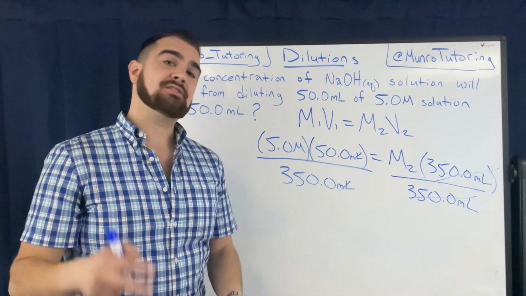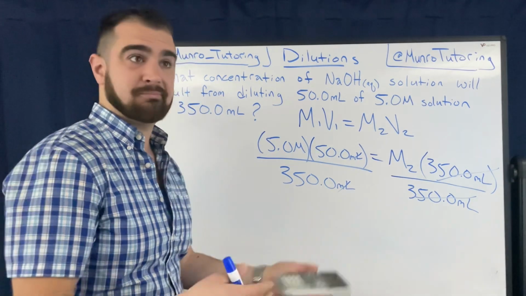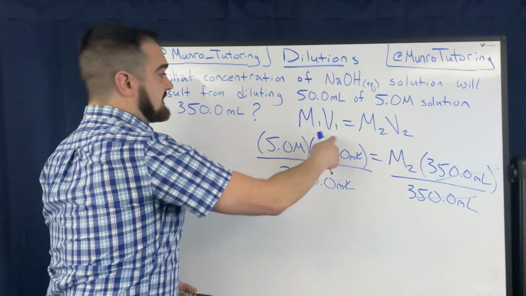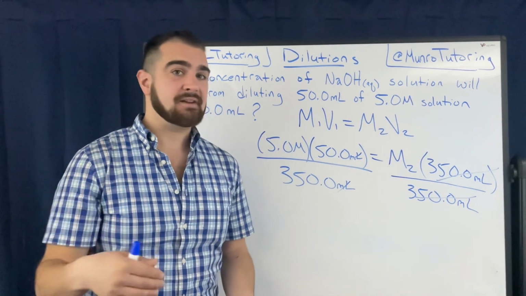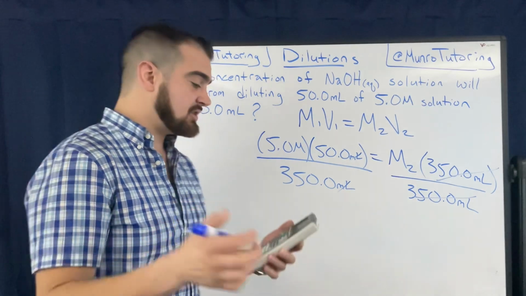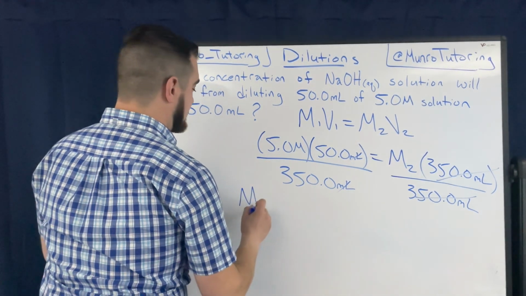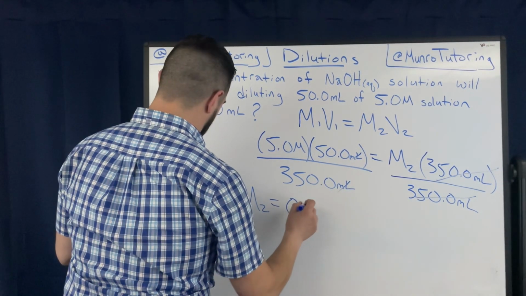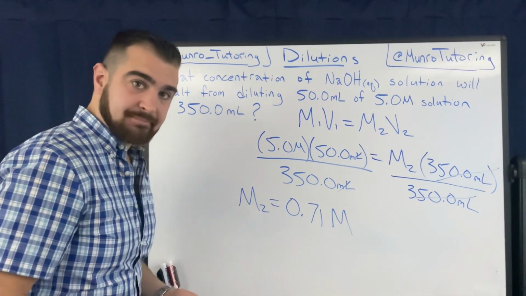If you haven't seen my 2 videos on sig figs, check those out because it's very critical for the entire course and for basically any STEM course. So this has 2 sig figs, that has 3, that has 4. We always have to go with the least amount of sig figs when we're multiplying or dividing. So we're going to use 2, and I'm going to round this: the second molarity, M2, is going to be equal to 0.71 molars. And that's it.